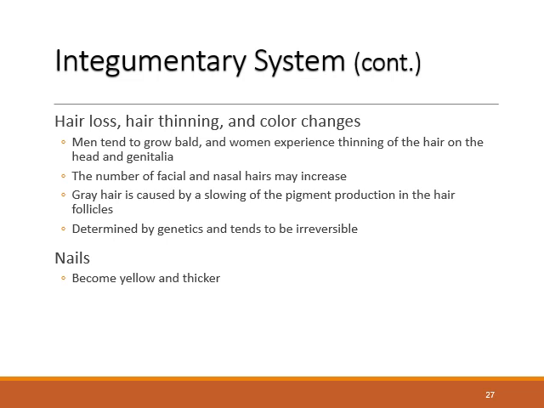Gray hair is caused by a slowing of the pigment production in the hair follicle. And it can be determined by genetics. Some people never go gray. And some people go gray early. It's irreversible. Well, you can color it. Notice the nails. They've become yellow and thick and brittle.